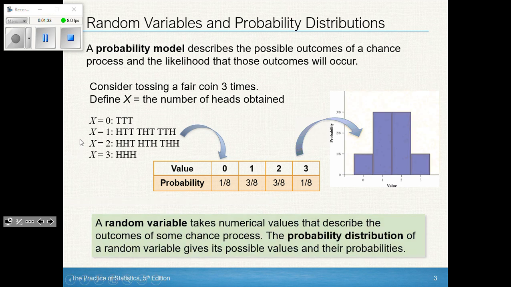A random variable. Important to know this, it's the title of the chapter. A random variable is a numerical value that describes the outcomes of some chance process. The probability distribution of the random variable gives its possible values and their probabilities. A random variable is a numerical outcome or a numerical value representing the possible outcomes of some chance or random process. A random variable's got to be numerical.